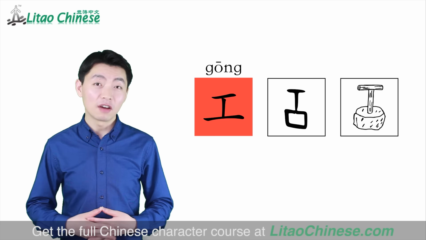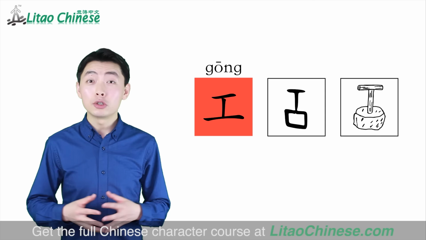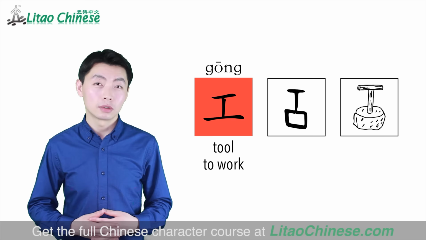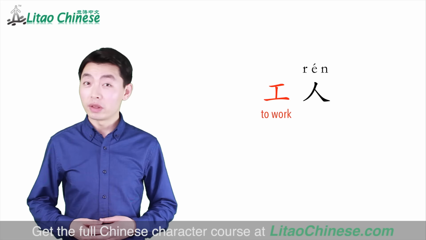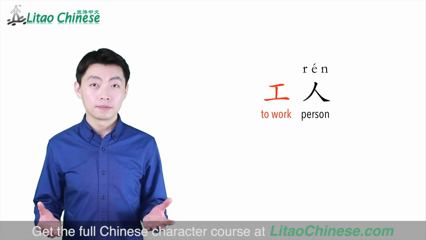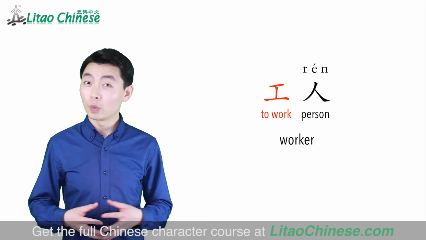lines. So, the character 工 originally means tool, and one of its extended meanings is to work, because people use tools to work. It does make sense. Here is a word with the character 工, 工人. 工 here means to work. The meaning of the character 人 is person. So 工人 means worker, a person who works. 工人.